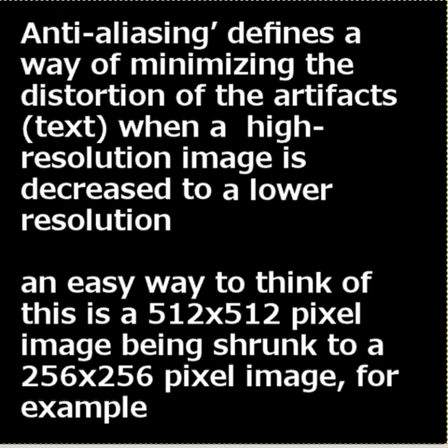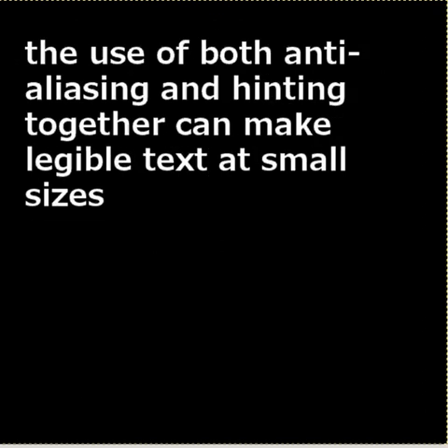Anti-aliasing defines a way of minimizing the distortion of the text when a high-resolution image is decreased to a lower resolution. An easy way to think of this is when a 512 by 512 pixel image is being shrunk to a 256 squared pixel image, for example. The use of both anti-aliasing and hinting together can make legible text at very small sizes.